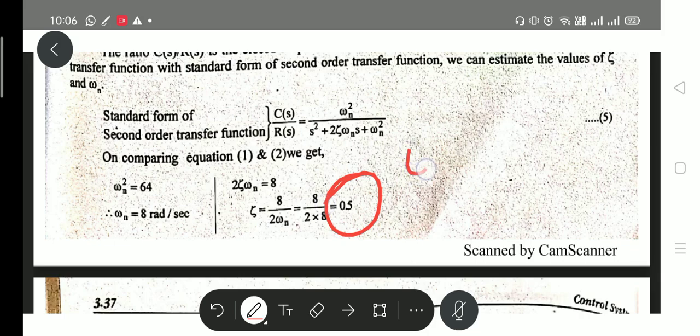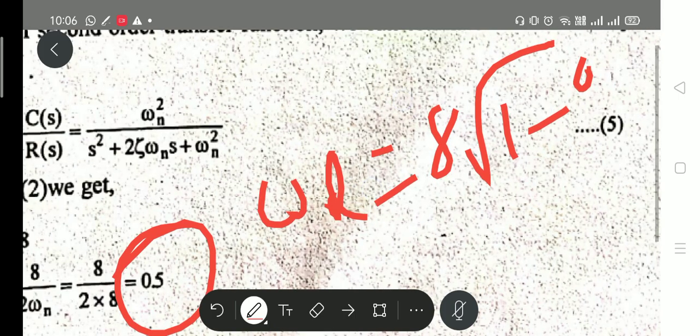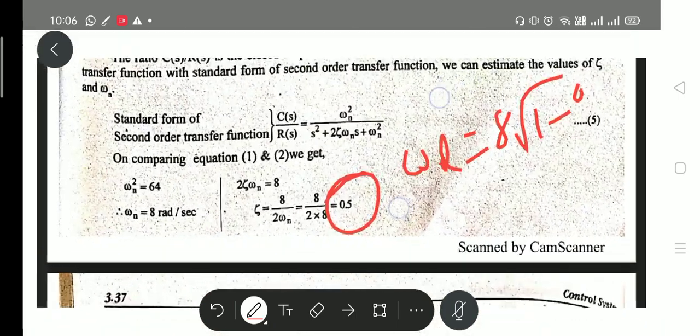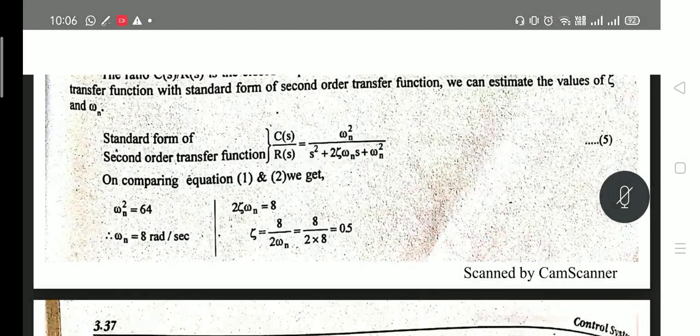Then we find the omega d value, that is omega n into square root of 1 minus zeta square, that is 8 into square root of 1 minus 0.5 square. Okay, then we will get the omega d value.